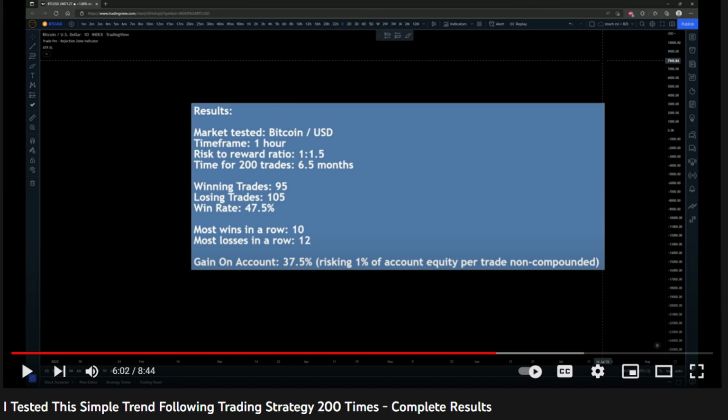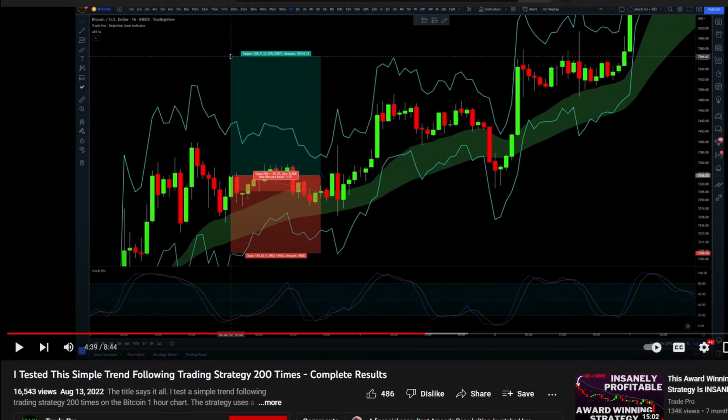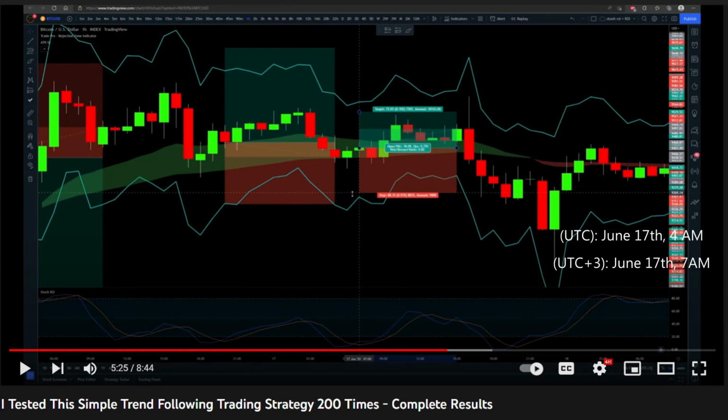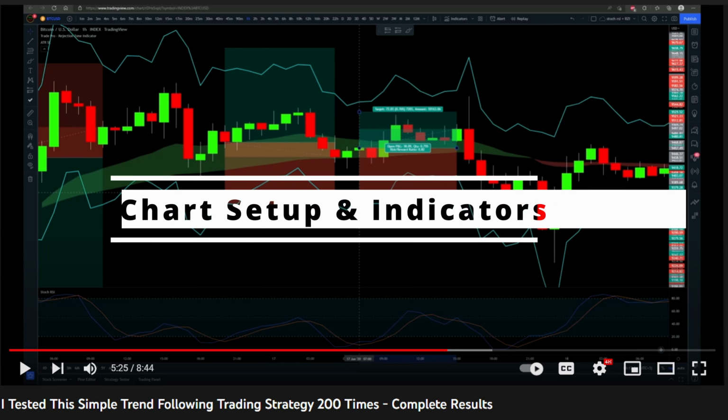First, let's find out when he took the first and the last trade. The first trade he took in his backtest was on the 3rd of January 2020 at 11 PM, and the last one was taken on the 17th of June 2020 at 4 AM. So in my backtest, these two trades are going to be my first and last one. Now I will show you the indicators needed, quickly explain the rules of the strategy, show a few trade examples, and then do the backtest. Let's get right into it.